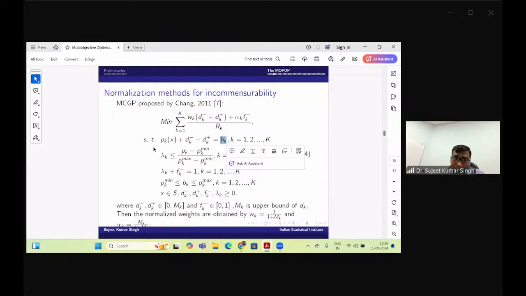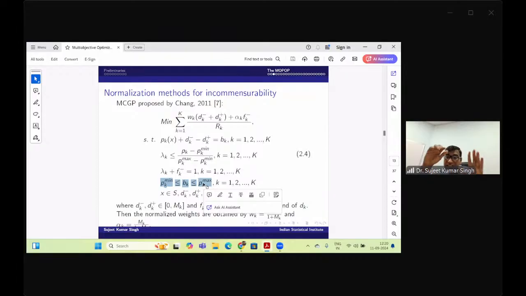So, for example, this is a goal, the desired value bk for the kth objective function, and then they have taken this interval for this bk. That means bk is lying within some interval, pk min to pk max. So such types of intervals they have taken. That means they have given multiple choices to individual goals. By doing this, they might overcome the issues of underachievement and overachievement.